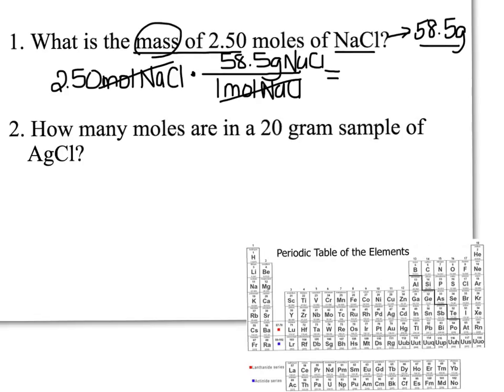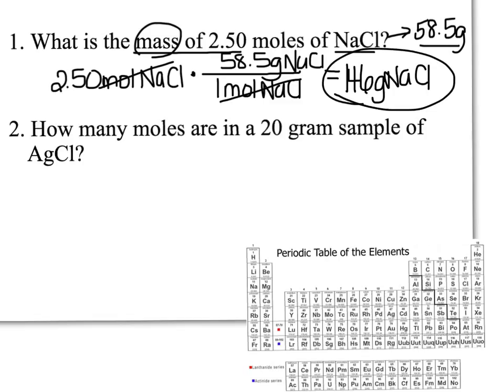Okay, and when we multiply that out, I'm going to round to 3 significant digits again, we get 146 grams of sodium chloride. So in other words, if I was to weigh out 146 grams of it, I would have 2.5 moles of it. How many formula units would I have? I would have to use my 6.02 to figure out how many.